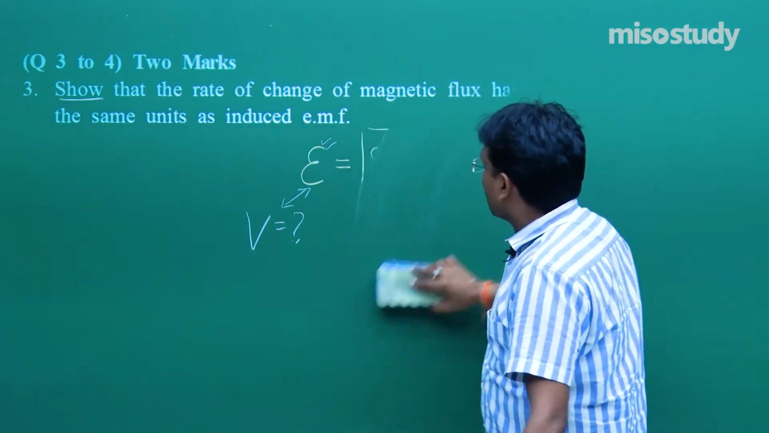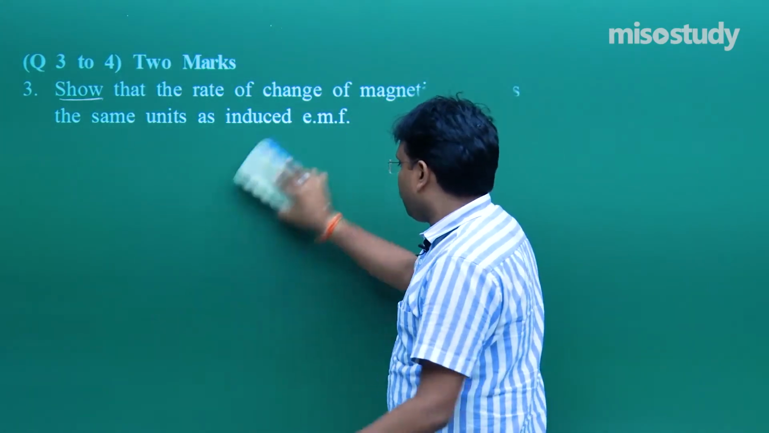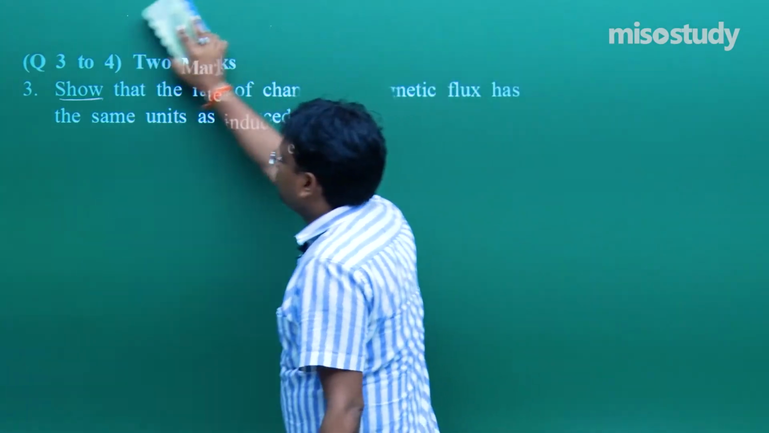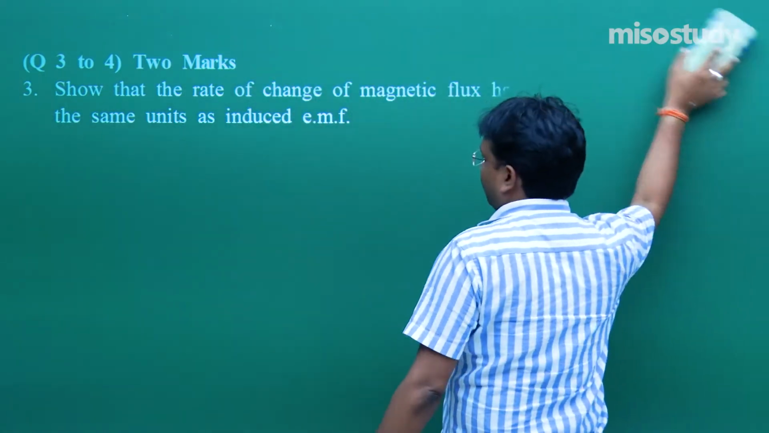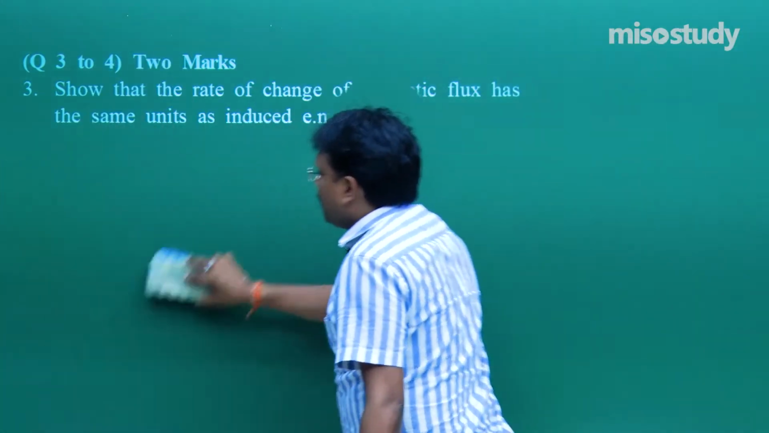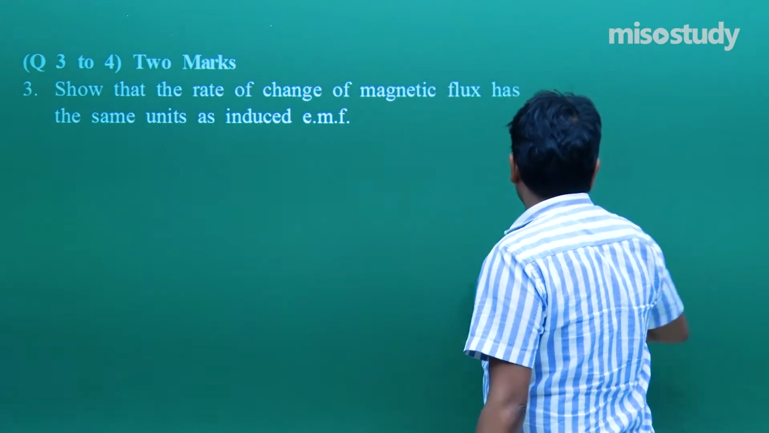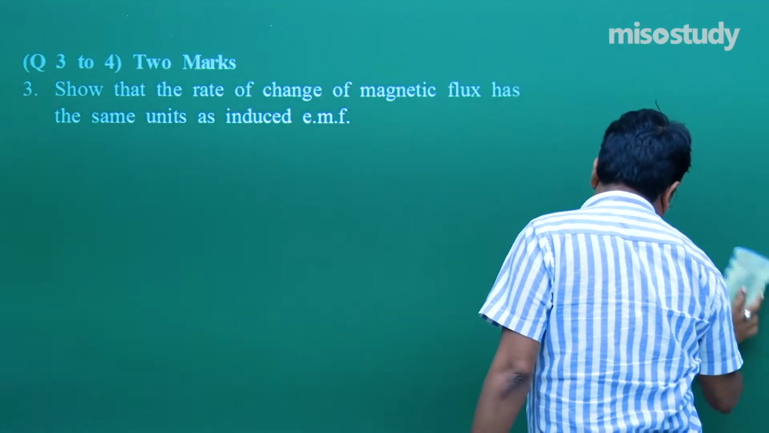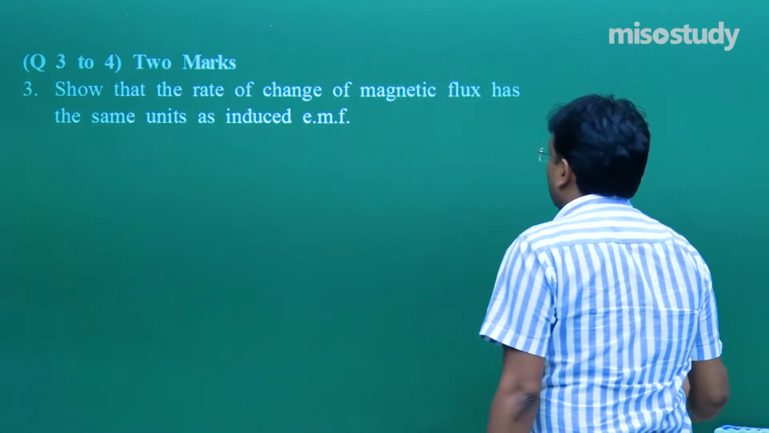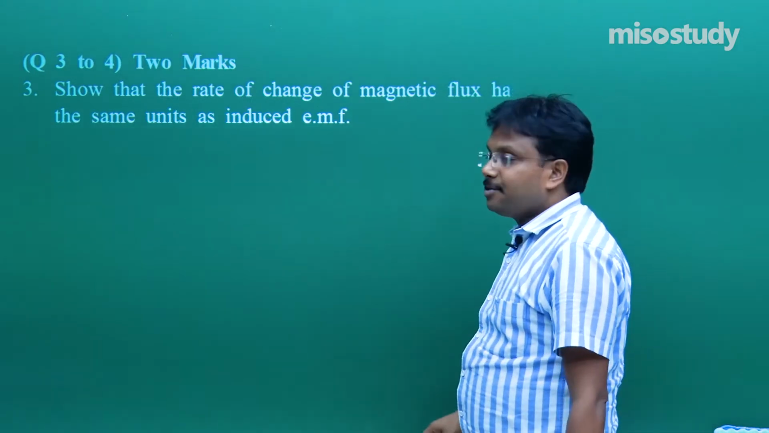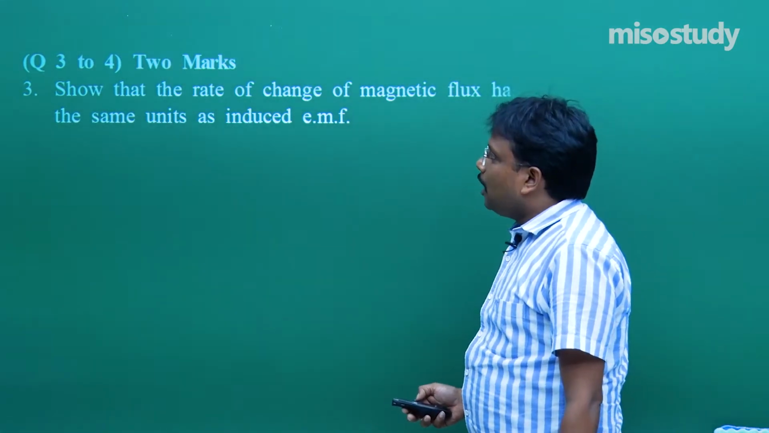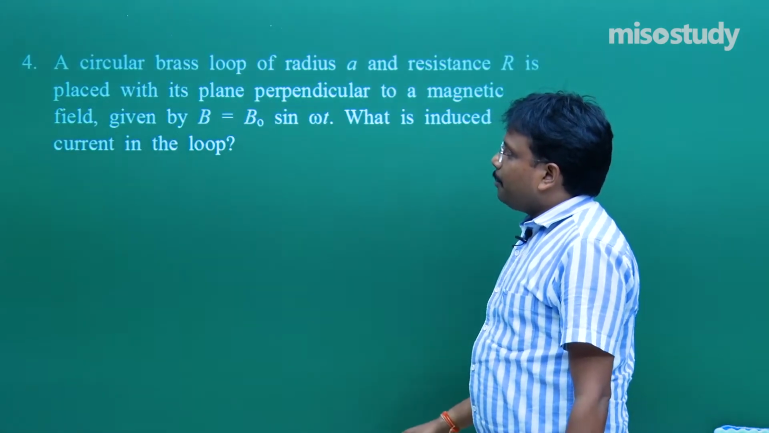So, it was question number 3 and it was for 2 marks. I hope getting these 2 marks is not a difficult part. Fine. 1 mark you can show this induced EMF, and for the next 1 mark you can show this second part, that is d phi by dt. Then comes question number 4.